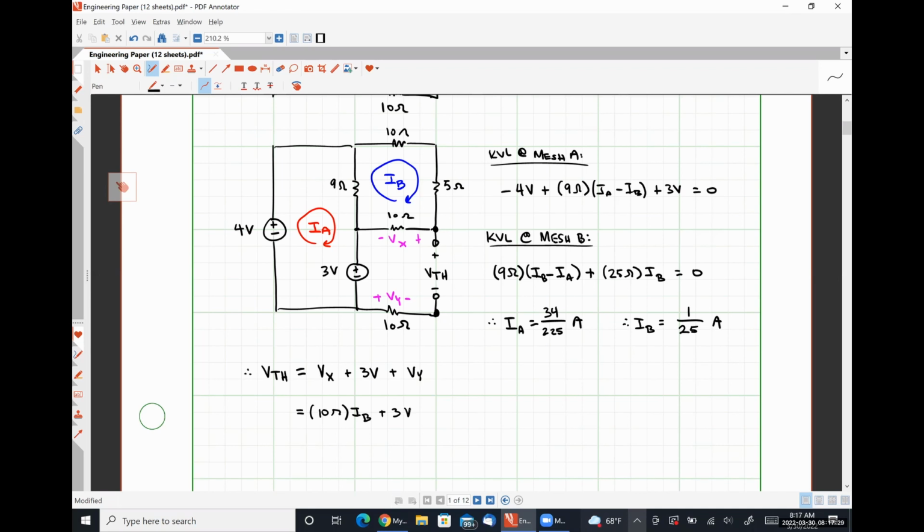What's the voltage drop? VY. So the voltage drop over the bottom 10 ohm resistor. Exactly correct. The voltage drop over the bottom 10 ohm resistor, VY, has to be 0 volts because there is no current flowing through it. And Ohm's law tells us that if I is 0, V is 0.